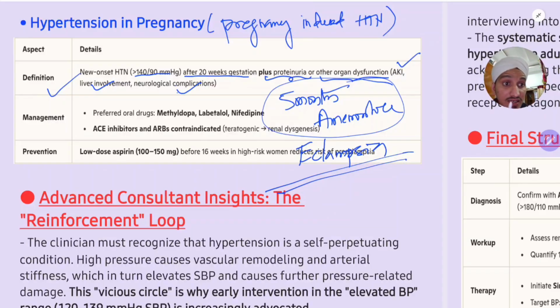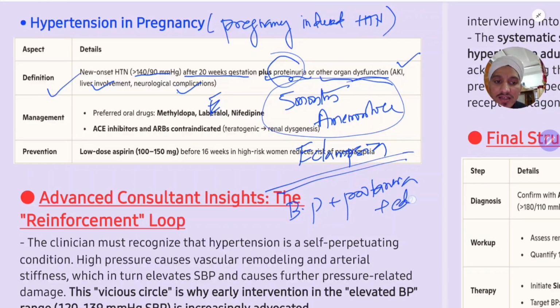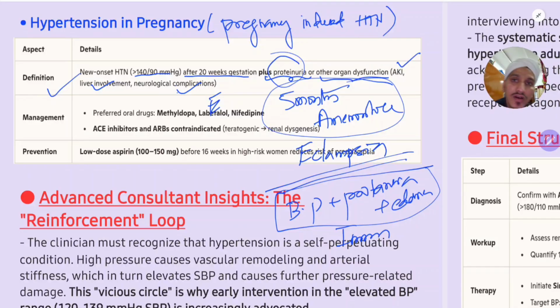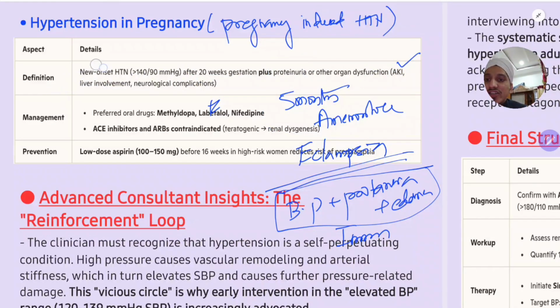So the thing which is pointing towards eclampsia is this proteinuria and edema. If the patient is having BP plus proteinuria in urine plus edema, then this is pointing towards imminent eclampsia. That means the patient is going to develop eclampsia. Most commonly the patient will develop seizures, but they can also have HELLP syndrome: elevated liver enzymes, hemolysis, and low platelets. And also acute kidney injury, loss of urine output. So that thing you should remember.